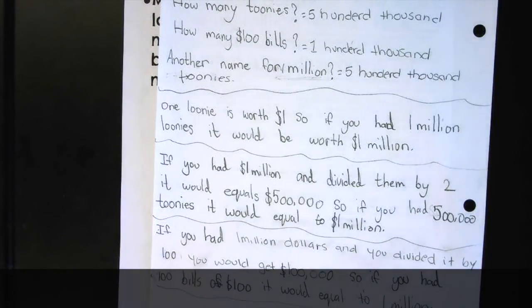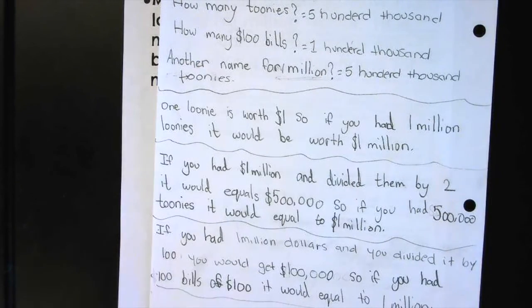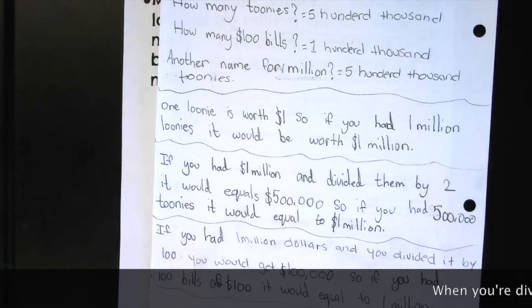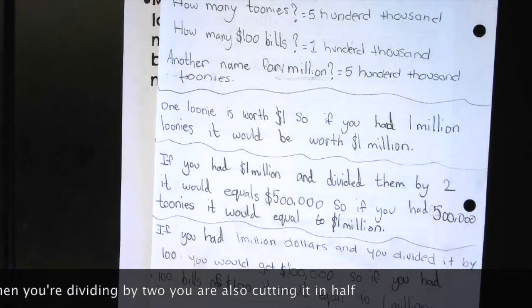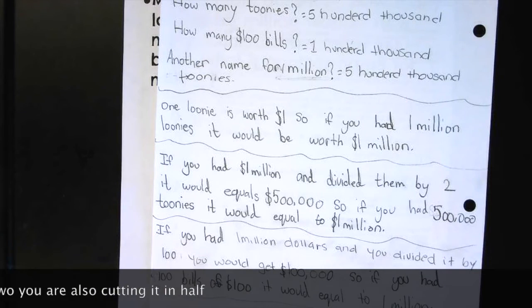If you had $1 million and divided it by 2, it would be equal to $500,000. So why are you dividing it by 2? Because a toonie is worth $2. Okay. So when you're dividing it by 2, it's like you're splitting the number in half, because 2 is like half. So we know that 1 million in half would be 500,000, and 500,000 times 2 would be 1 million. So this group here knew that half of a million was 500,000.